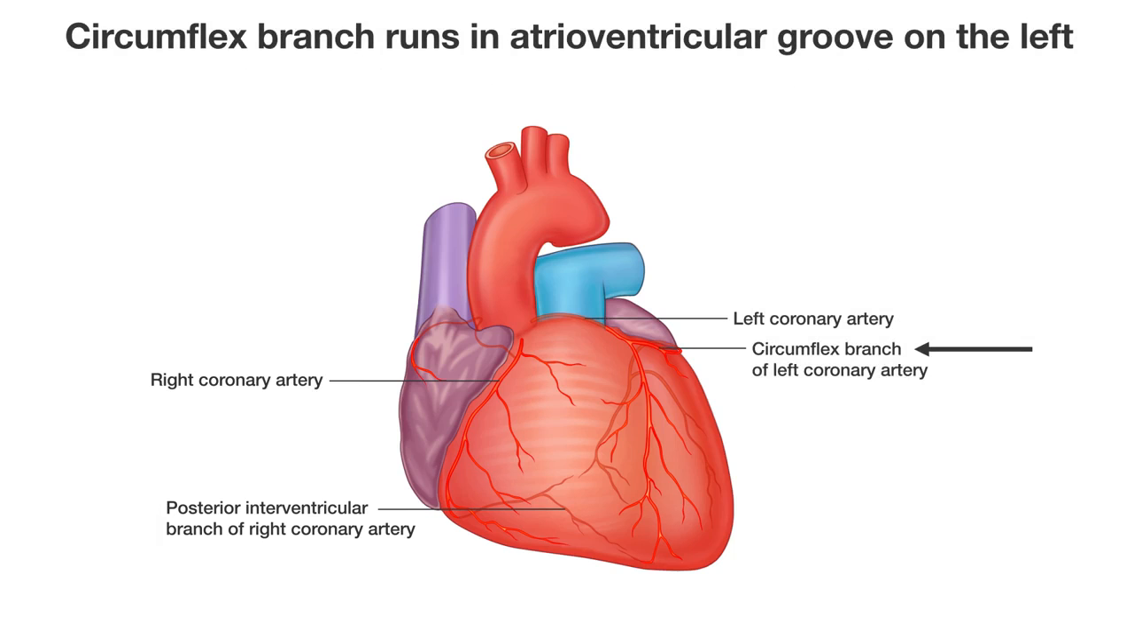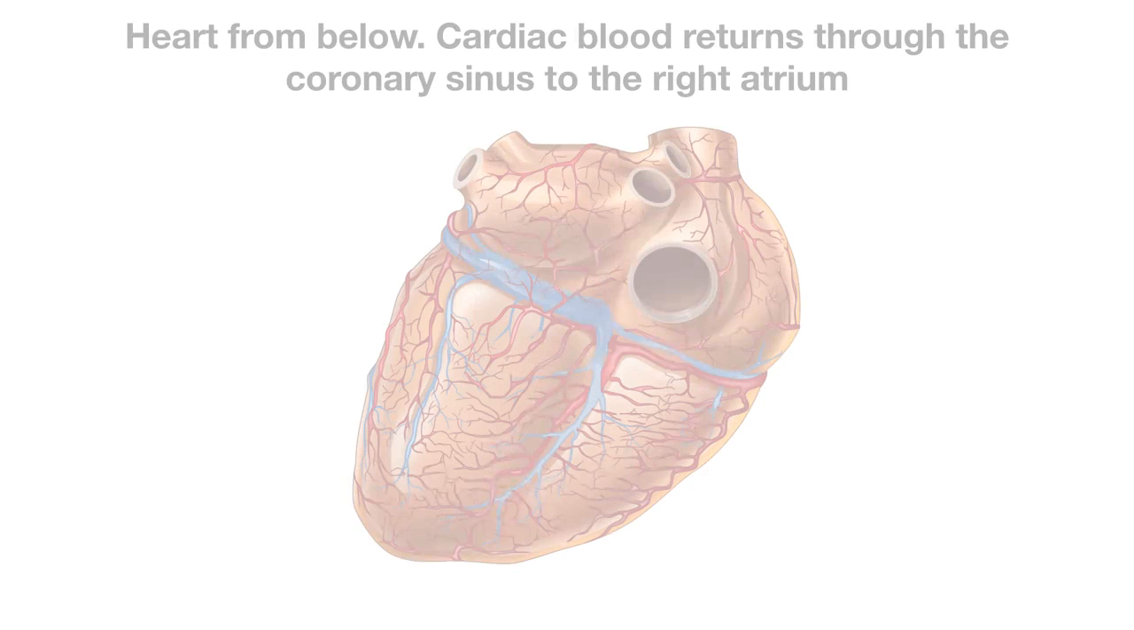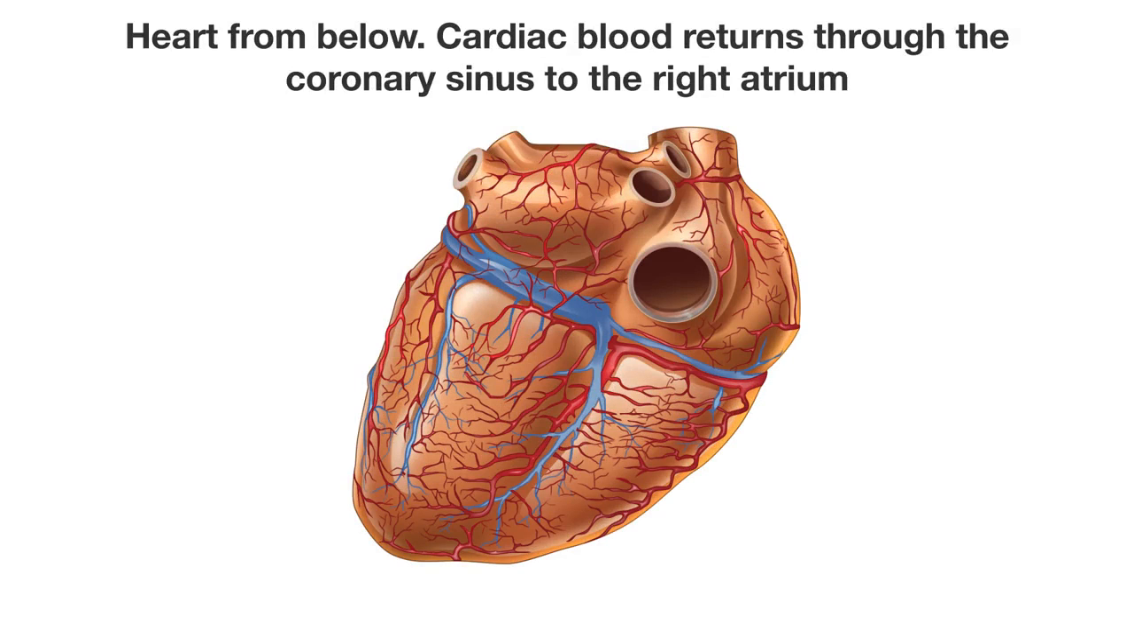The circumflex branch runs in the atrioventricular groove on the left, and the anterior interventricular branch, or left anterior descending, sometimes called simply the LAD, runs in the anterior interventricular groove, and it is the main blood supply of the left ventricle. This is a posterior view of the heart from below. It shows the cardiac blood returning through the coronary sinus to the right atrium.